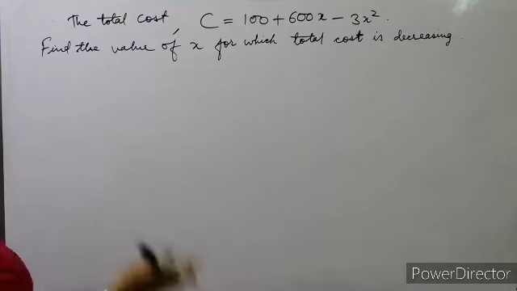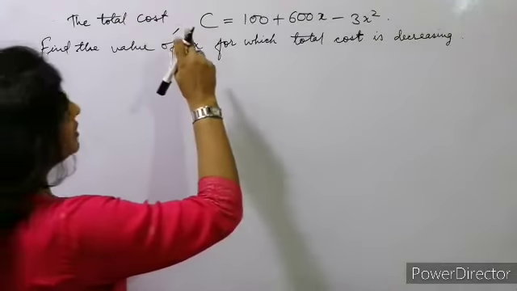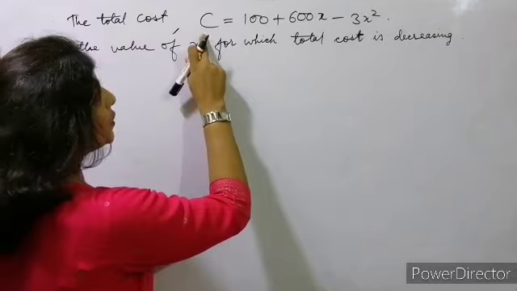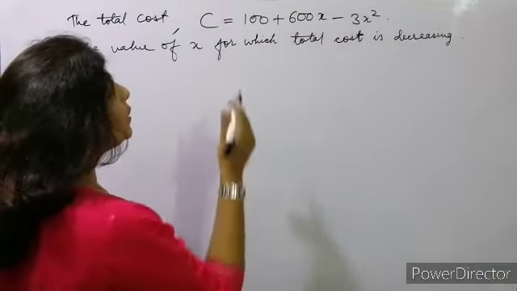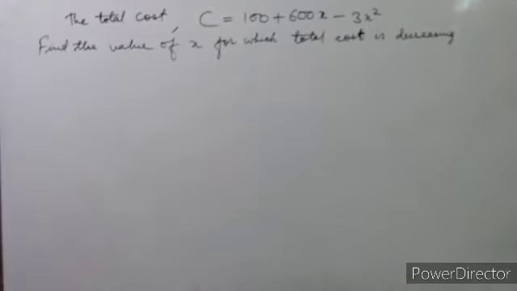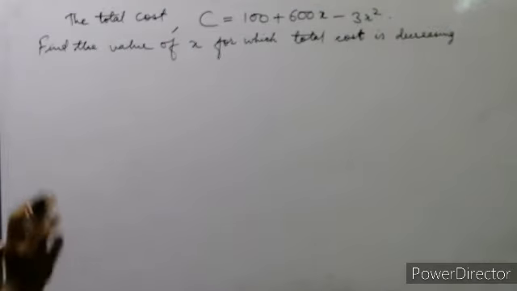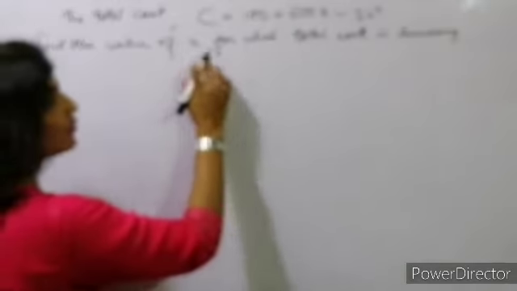So we have another question. The total cost is given by a function C, total cost is C, and that is a function of x. So C is equal to 100 plus 600x minus 3x squared. What we have to do is find the value of x for which the total cost is decreasing.